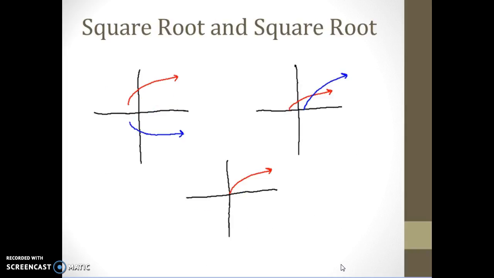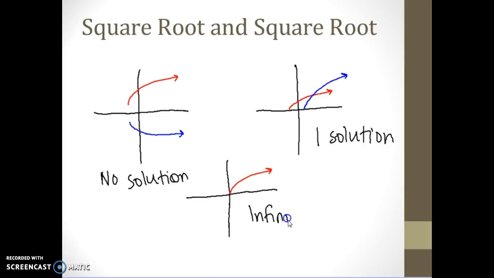And finally, we might see square root and square root, 2 square root curves. So I can have them going opposite directions, right? Or I can have one that's a little narrower, flatter, and they would never touch. So I'd have no solution. All right, I could have where they touch once, right? And that would be 1 solution. And I could have where they are the same square root curve, just like we did before with 2 quadratics, and that would be infinitely many.